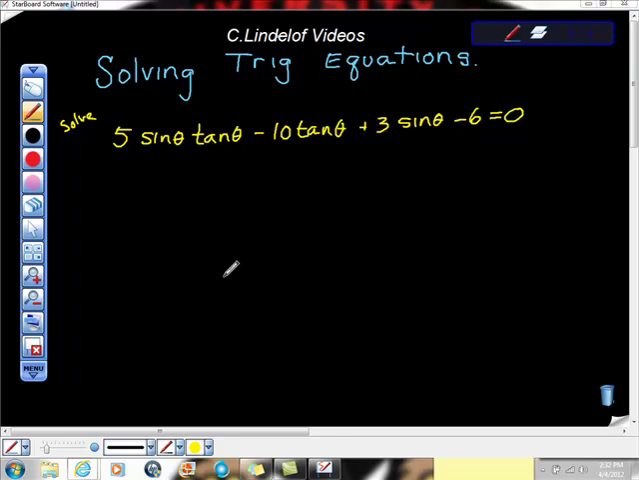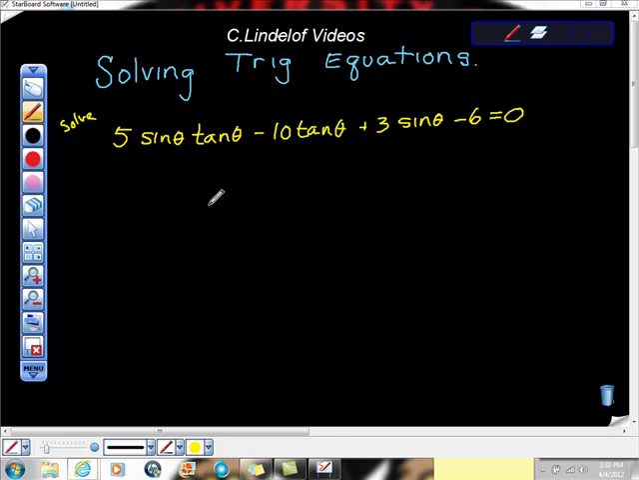Okay, solving trig equations. I actually chose this one because it looks terrible, but it's actually not bad at all. So I guess what I'll tell you is when you see something that looks as complicated as this, ask yourself what you're missing that's obvious. Like we have a 5 here and a 10 here and a 3 here and a 6 here, and 5 is half of 10 and 3 is half of 6. And both of these have tan in them.